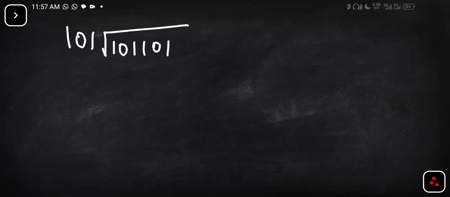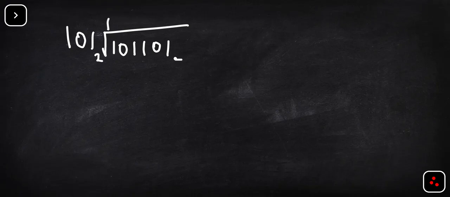Divide in number bases. This is base 2. We put 2 here and 2 here. Now, the same way we do long division, 101 into 101 is 1. And we have 101 times 1 is 101. When we subtract, we get 0, 0, 0.